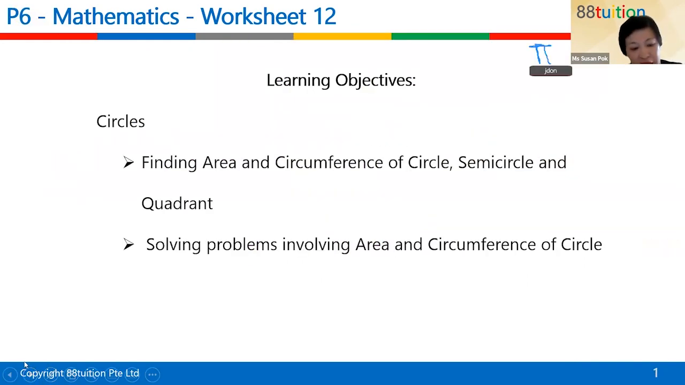Okay, we are going to learn about circles today. Finding area and finding circumference of a circle, and they come in different shapes: circle, semicircle, quadrant. We need to find their area, and we need to find the circumference of the shaded parts.